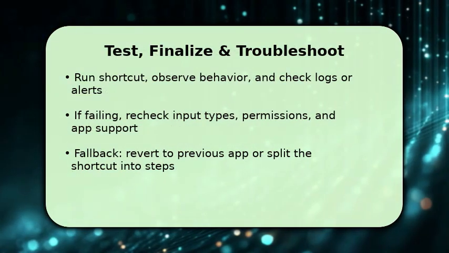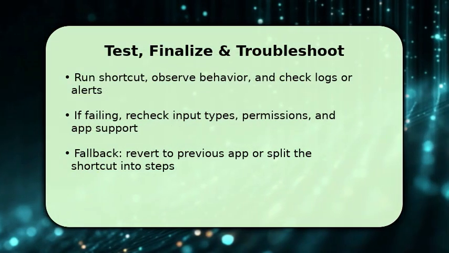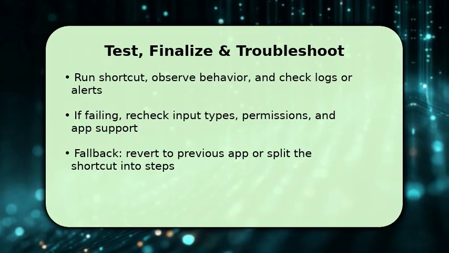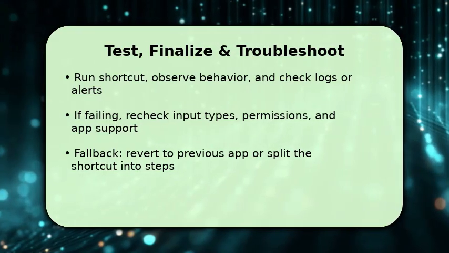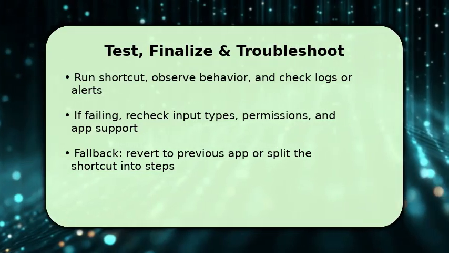Finish by running the shortcut end-to-end and watching what happens. You'll observe whether the new app receives the expected input, prompts for permissions, or returns results. If something breaks, recheck input types, update variable mappings, and confirm the app supports the action you used. Make sure to grant permission requests in settings.